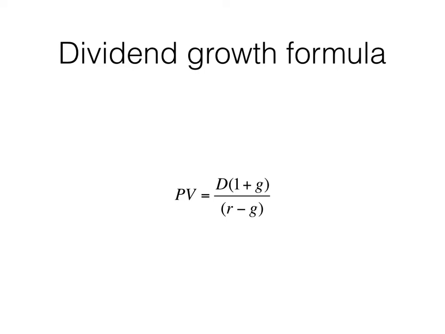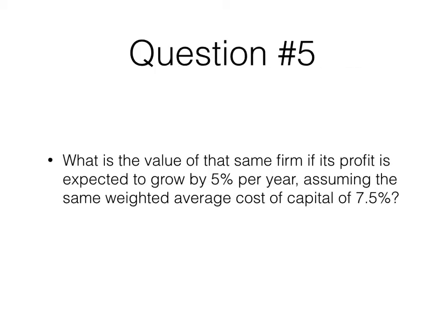And if it's going to grow by 5%, G represents that growth rate, 5%. R represents our weighted average cost of capital. And therefore, we want to ask the following question. This same firm, $300,000 profit per year, is expected to grow by 5%. What is the maximum you would be willing to pay given the weighted average cost of capital of 7.5%?